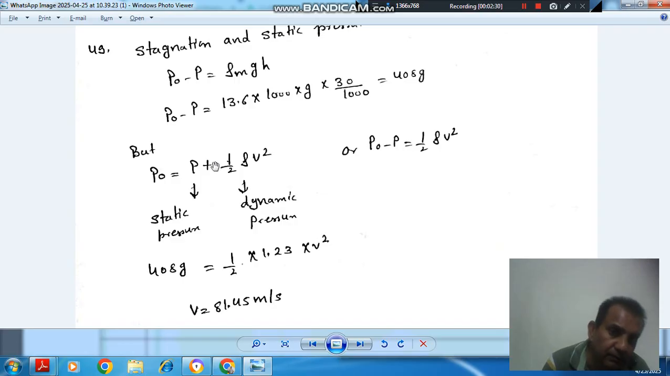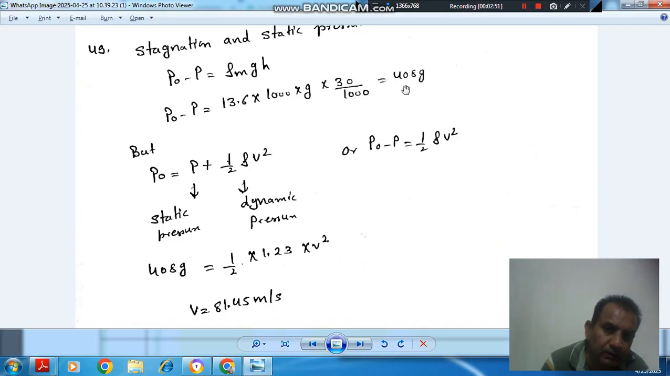Once we have measured the pressure difference, we can apply the total pressure as static pressure plus dynamic pressure. And dynamic pressure is half rho v square. Rho is the density of air. That is the pressure due to force, and that is the pressure due to velocity. So that is the total pressure.